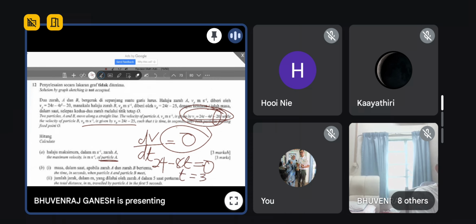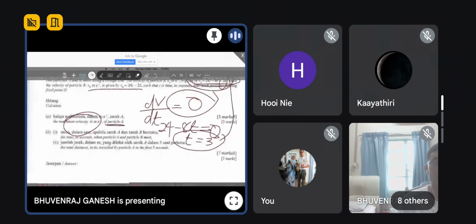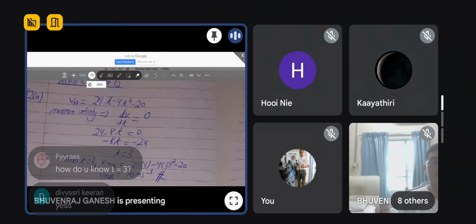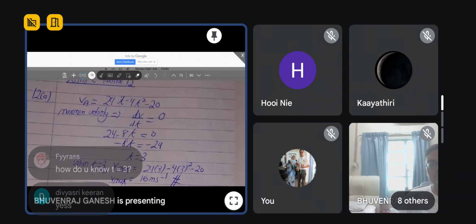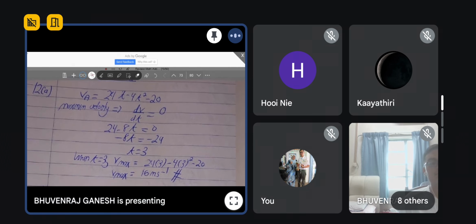So now guys, the question asks for maximum velocity. So if I already have t, what should I do? Next step. I want to find the velocity now. So the easiest way is to just substitute back into the original equation. Am I right? Just substitute t equals 3. Then you will get your V answer. Do you all understand? The concept is exactly the same as differentiation. So that's why the answer is like this. Okay? 16 meters per second. Final answer.